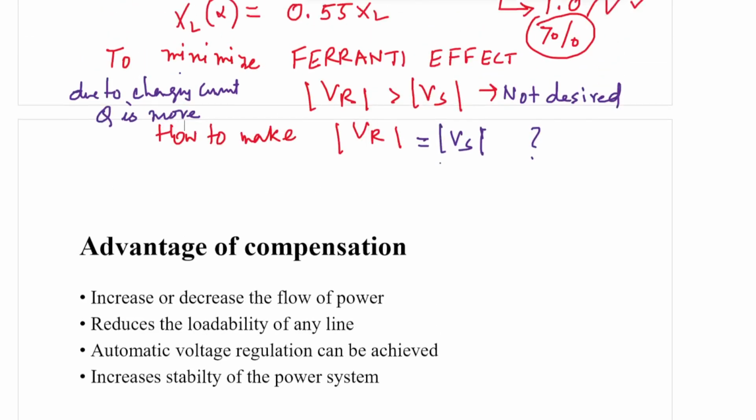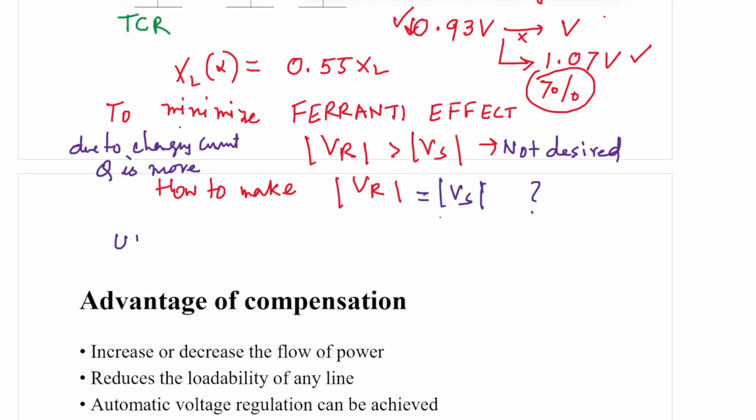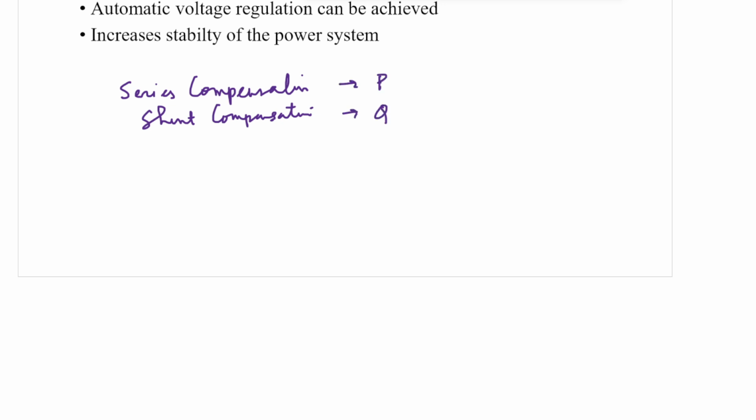Now I am not going into the details of UPFC, the Unified Power Flow Controller. One point I have to mention here is that series compensation primarily controls P, and shunt compensation primarily controls Q. With series and shunt compensation together, we can control both P and Q. That is the advantage of series and shunt control, and that is exactly done in UPFC.